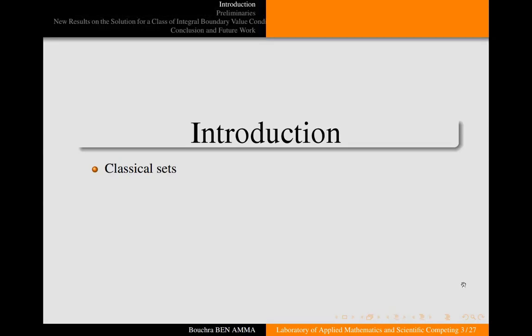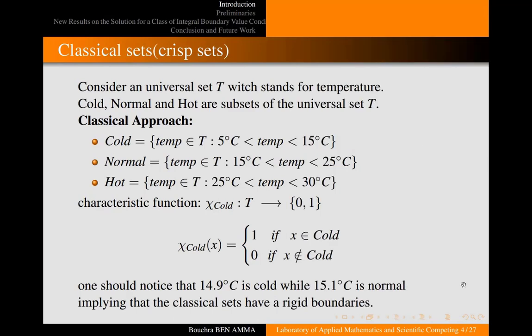Well, for the introduction, I will compare classical sets, fuzzy sets, and intuitionistic fuzzy sets. This is an example to compare classical set and fuzzy set. Consider a universal set T, which stands for temperature: the cold temperature, the normal temperature, the hot temperature. They are all subsets of the universal set T. In the classical approach, for example, the subset cold is the temperature between 5 degrees centigrade and 15 degrees centigrade. Similarly, we define normal and hot.